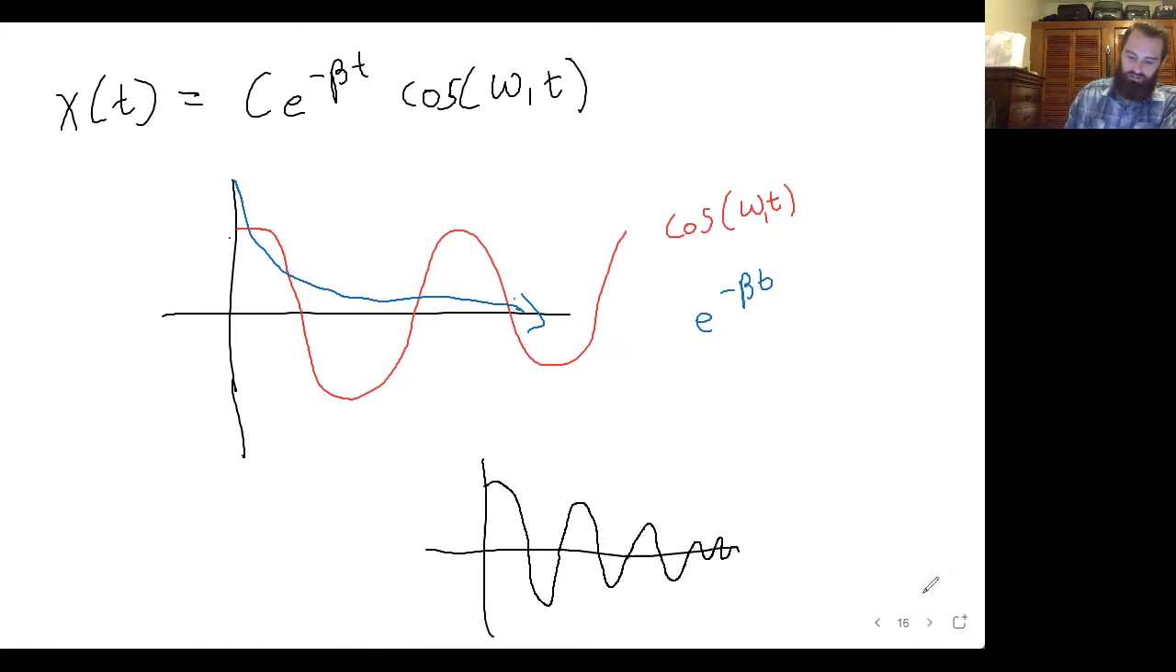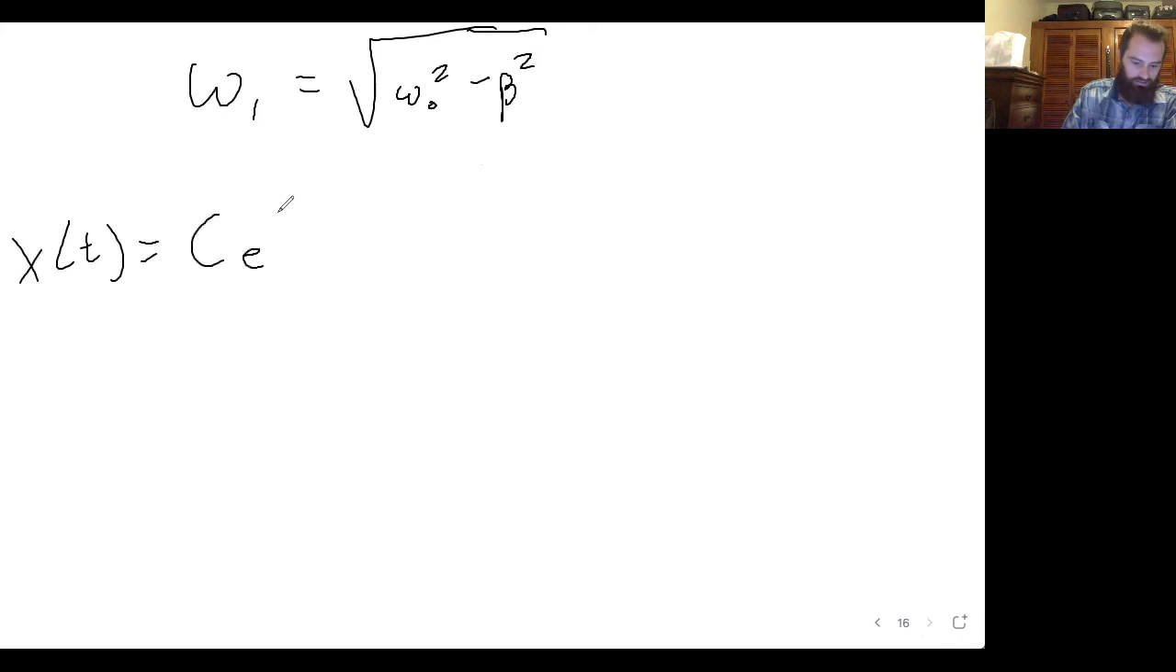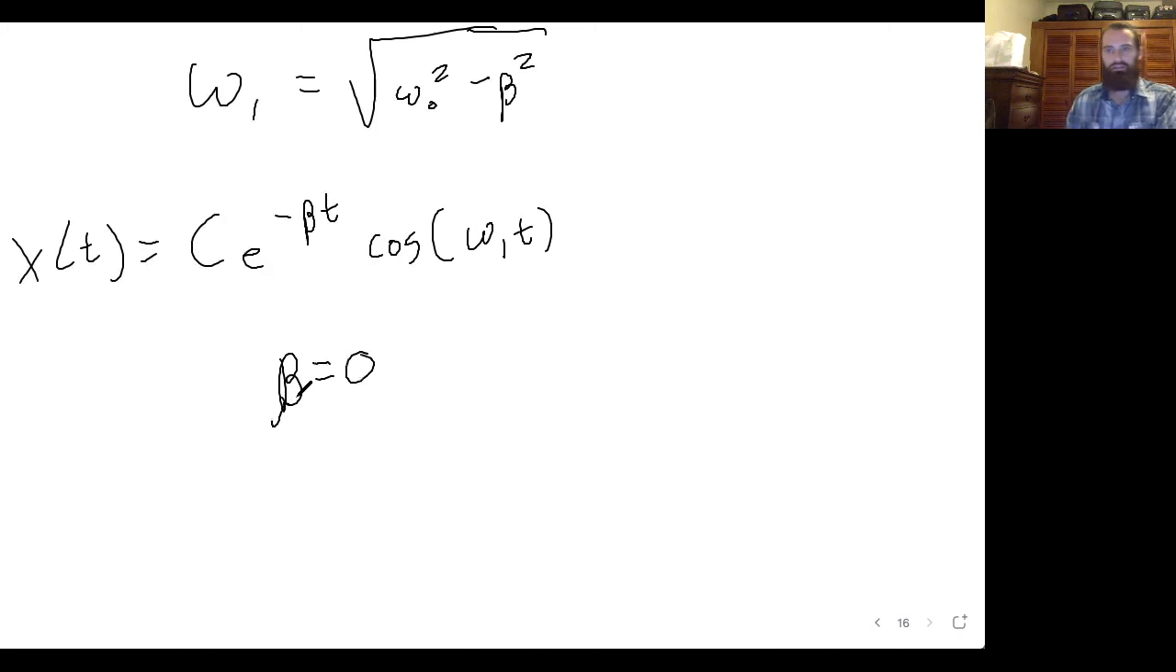And because of this omega 1 term that we defined, square root of omega naught squared minus beta squared, there's actually going to be three scenarios for this oscillation. I guess a couple things to check before we move on. So if we look at this equation, C e to the minus beta t cosine of omega 1 t, if we set beta equal to 0, so beta was the damping term, but there's no damping, we should get the same equation that we got for just the regular harmonic oscillator.